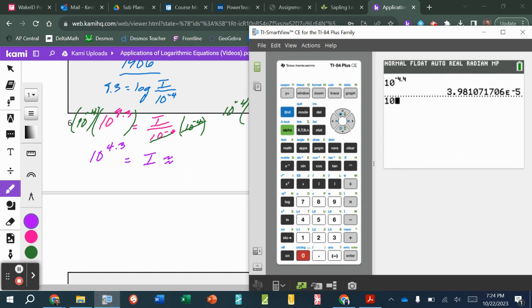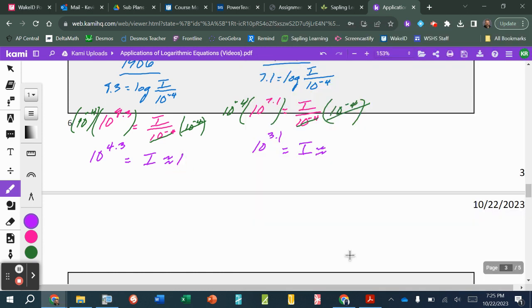So I got 10 raised to the 4.3 power. And it comes out that it would have a deflection of 19,952. I'm just going to leave it and round it there. So 19,953 centimeters, right, of intensity. That's how they would measure the intensity. That's the deflection on it.